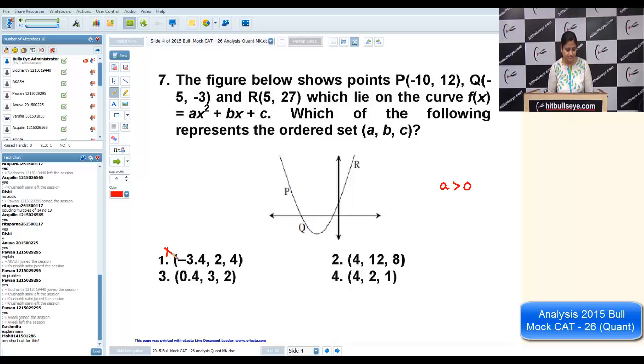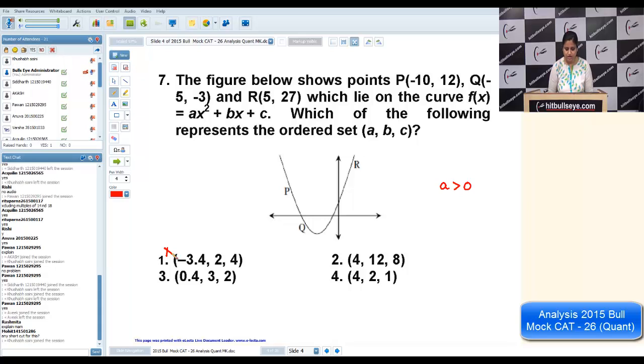Yes, Mohit, there is a shortcut, but you need to know the basics of parabola in this case. First of all, let me explain the conventional thing. As all the coordinates are given, P is given as minus 10 and 12, Q is given as minus 5 and minus 3, R is given as 5 and 27. Since all the points are lying on the parabola, of course, they should satisfy the equation of the parabola. So we will substitute the values and we'll get 3 equations in 3 unknowns. They are A, B, C. By solving these 3 equations, we can find the values.